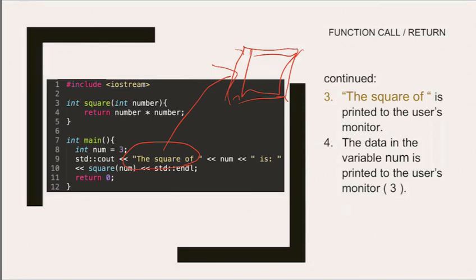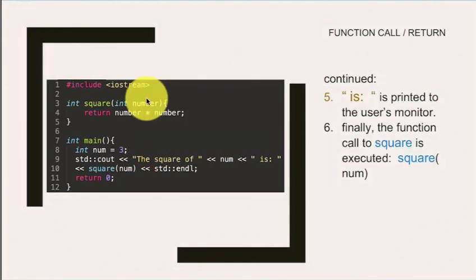The next step, in item 4, the data that lives in the variable num is concatenated to that string. Now remember, concatenation is just the addition of strings. So at that point, we have printed to the user's monitor "the square of," and then that 3 is printed. Next, something else is going to be printed to the screen.